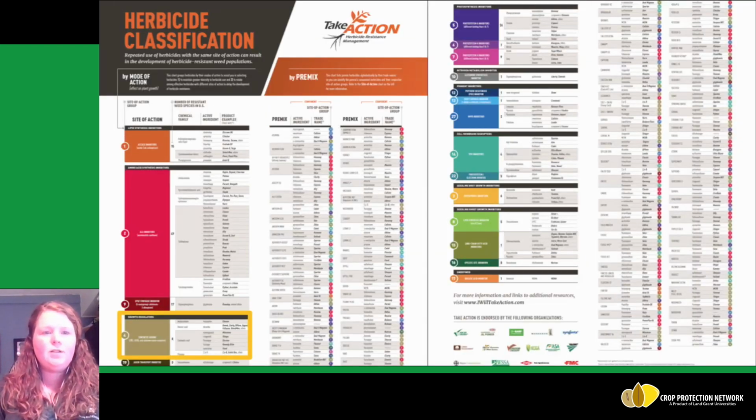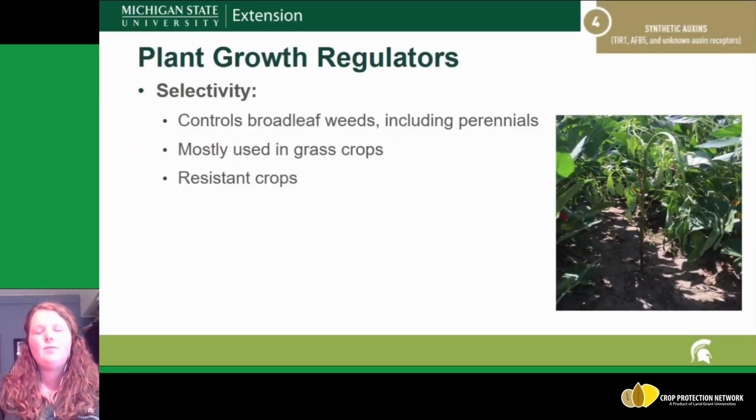All right, we're going to move on to the growth regulators. The site of action I'd like to discuss is group 4, which are plant growth regulators. These are selective, and they control mostly broadleaf weeds, including many perennials. Because they control broadleaves, we mostly use them in grass crops, but recently, through the introduction of growth regulator tolerant or resistant soybeans, we start to see this site of action used more widely outside of just corn production.